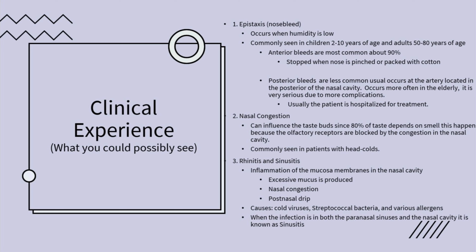About 90% are anterior bleeds, and this is stopped when the nose is pinched or packed with cotton. The next type of bleed is a posterior bleed. These are less common and usually occur at the artery located in the posterior part of the nasal cavity, and it occurs most often in your elderly population. It's very serious due to the more complications that can come out of this, and usually the patient has to be hospitalized for treatment.